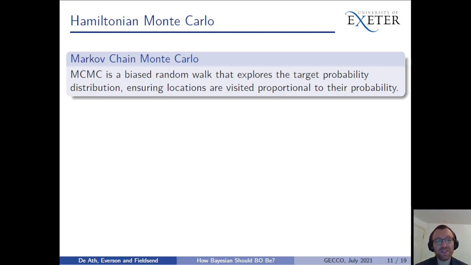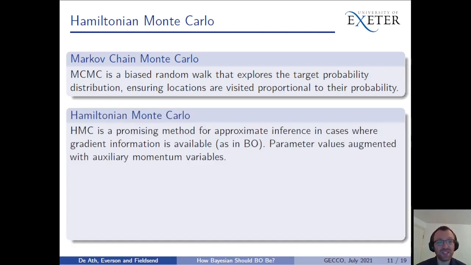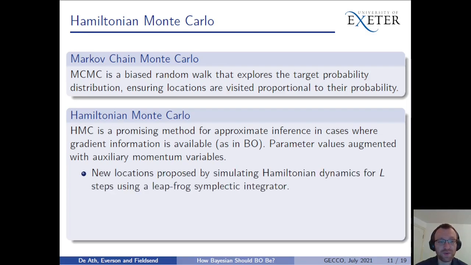MCMC is a biased random walk that explores the target distribution, visiting locations proportional to their probability. Because we have access to the gradient of the hyperparameter posterior, we can use Hamiltonian Monte Carlo, also known as hybrid Monte Carlo. It uses the gradient information to simulate Hamiltonian dynamics and gives the random walk momentum. New locations are proposed by simulating a path of L steps, which results in L inversions of the n by n matrix per MCMC step, which is particularly costly.